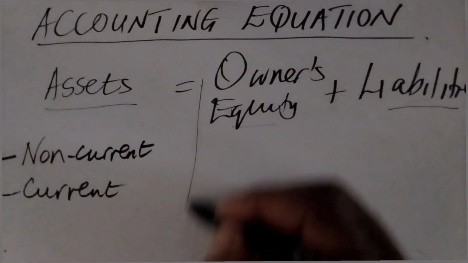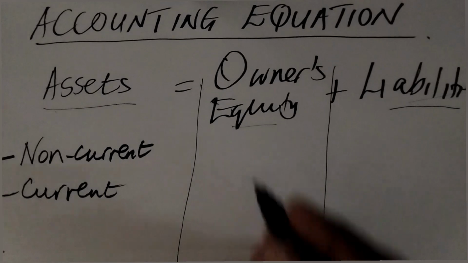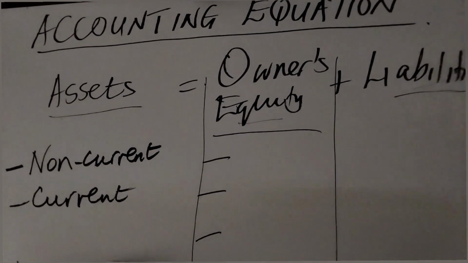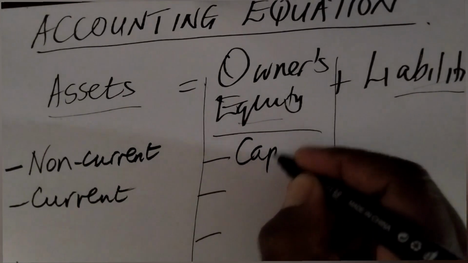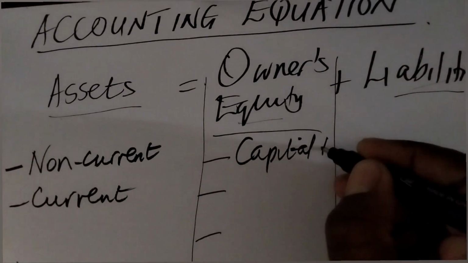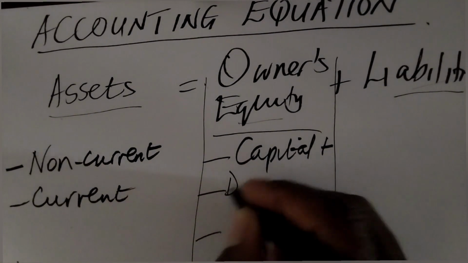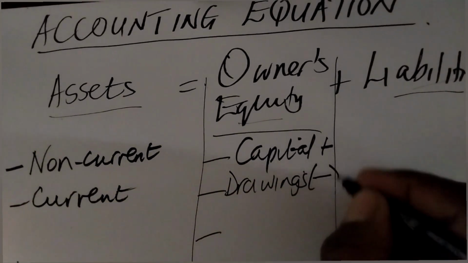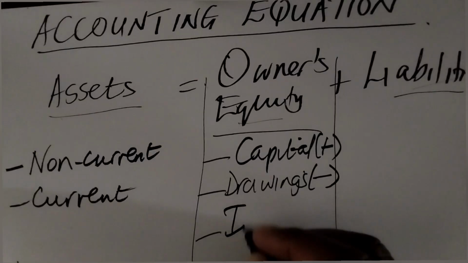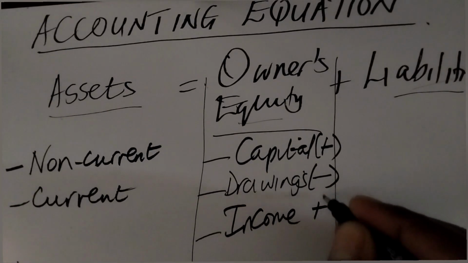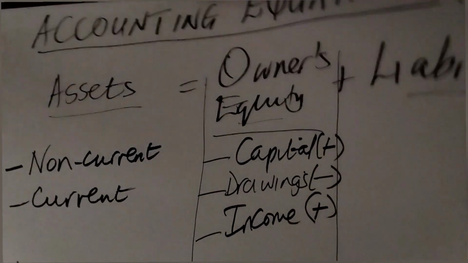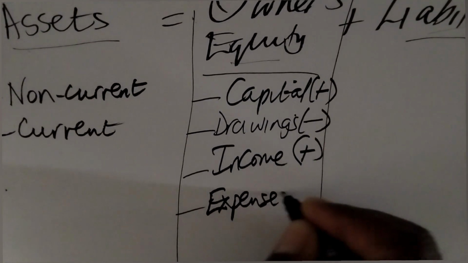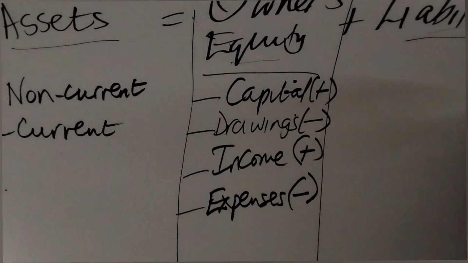And then the next category that we need to look at under your equation is the owner's equity portion. The owner's equity has four items that fall under it. The first one is capital, which we know increases owner's equity. Then it's drawings, which reduce owner's equity. And then it's income, which increases owner's equity. And then we've got expenses, which reduce owner's equity.